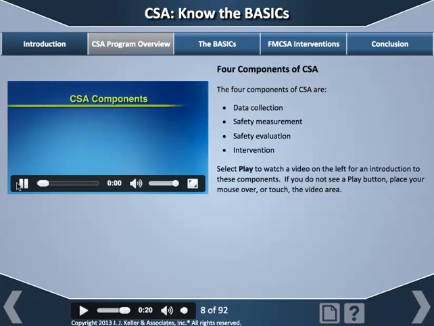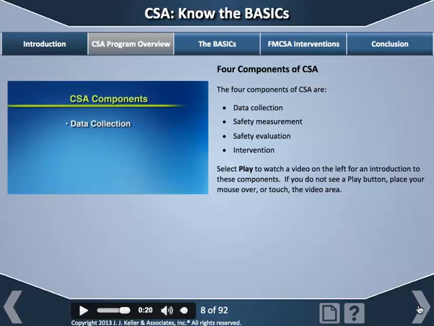The CSA program relies on 4 components. The first is data collection, which is gathering information about your compliance on the road. The second is safety measurement, which involves analyzing that data using a process of valuing your violations and comparing the results to other drivers and carriers to determine scores. The third is safety evaluation, which is the comparison of scores to predetermined thresholds. And the fourth is intervention, which is taking action where drivers and carriers are not performing up to safety standards.